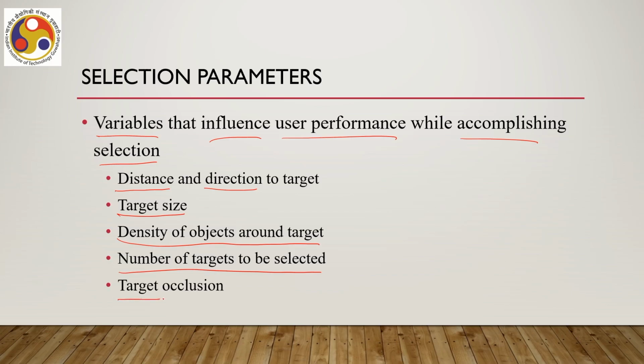Also, sometimes target occlusion can play an important role in selection performance. If a target is partly occluded by other surrounding objects, then locating and selecting the target is a challenging task, and specialized techniques may be required to let the user select partially occluded objects.